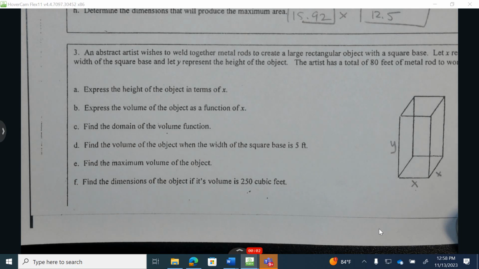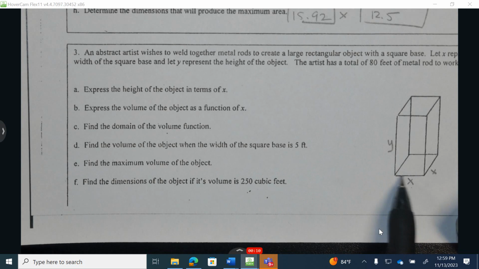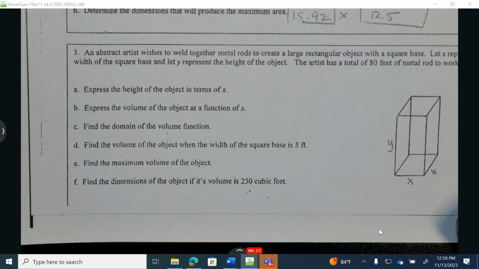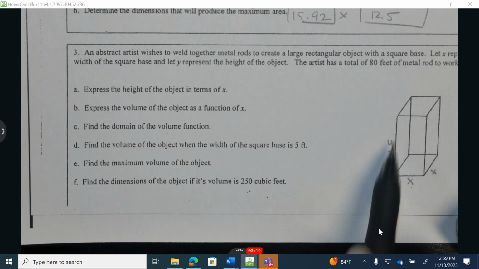An abstract artist wishes to weld together metal rods to create a large rectangular object with a square base. So this is a square base. That means the length and width here of each side is the same. Let X represent the width of the base. So these are both the same. And the height has a length of Y.